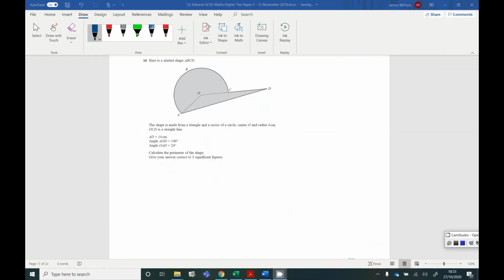Question 16. So we're being asked to calculate the perimeter of the whole shape. So this is going to equal the length of the arc AB to C plus the length from C to D plus the length from A to D. And we know that A to D equals 14, they tell us that. So we already know that that's 14. What else do we know?